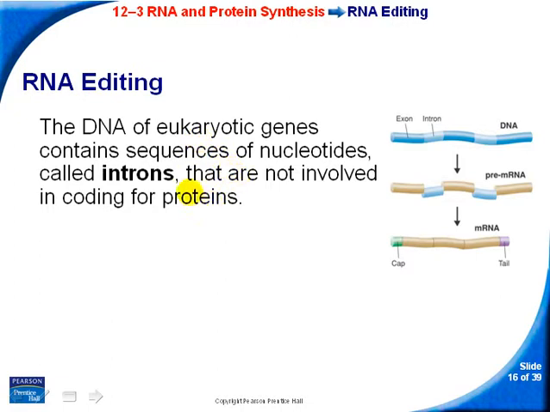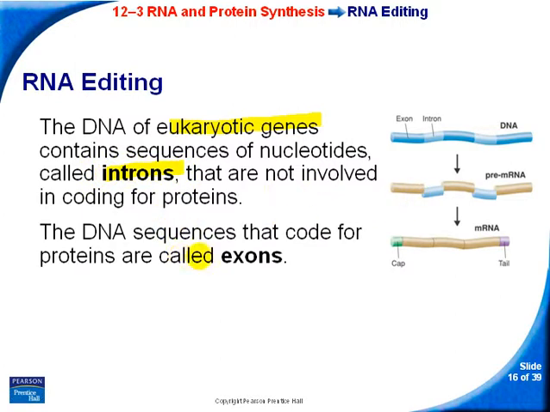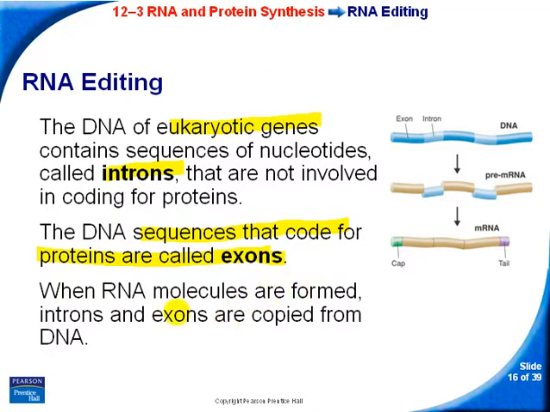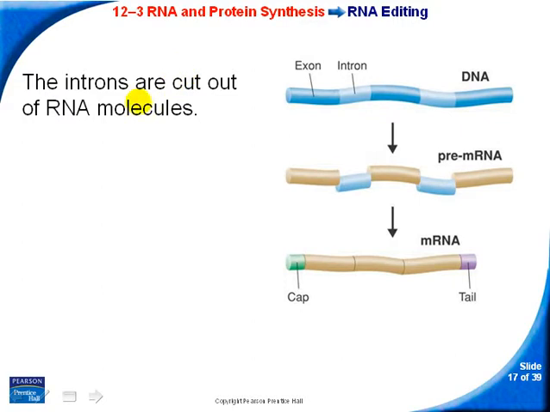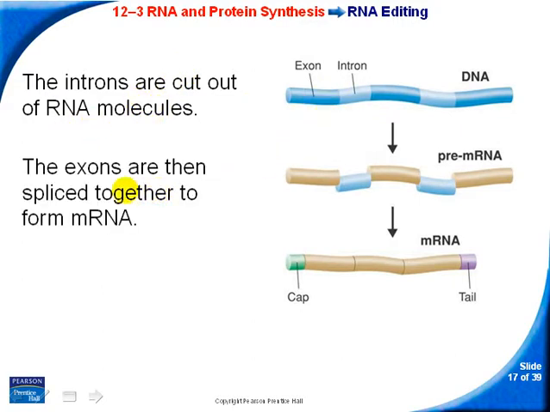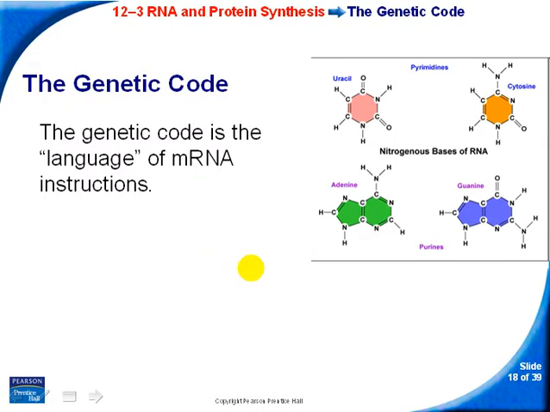So in eukaryotic genes, you have these sections called introns, and they're not involved in coding for proteins. And the sequences that we use for proteins are called exons. And your genome is filled with these long pieces of DNA that really don't do much for you. So what happens is the RNA molecules copy both the introns and the exons. And then the introns are cut out of the RNA molecules, and then the exons are spliced back together to form messenger RNA. And that's what this little M stands for, is messenger.